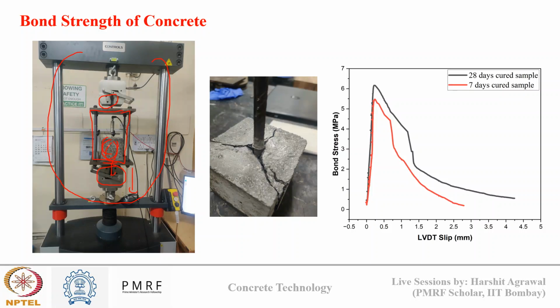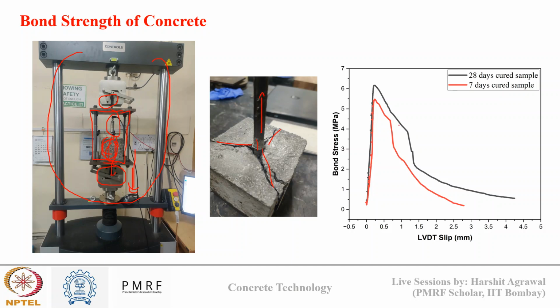Now when I'm applying load, to record how my reinforcement is slipping from inside the concrete, I have attached an extensometer at the top of the concrete. At the top there will be a small portion of reinforcement coming out, and the extensometer is attached there. In the second image, you can see how reinforced concrete fails on pull-out testing. In this direction the pull-out force was applied, and when it fails, it shows a cracking pattern like this.